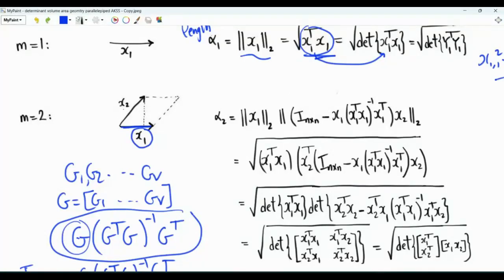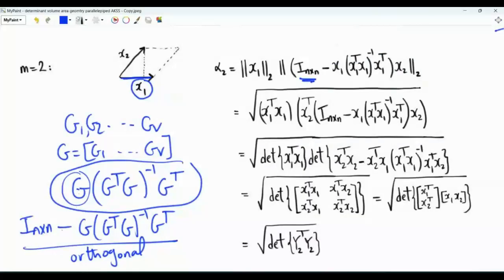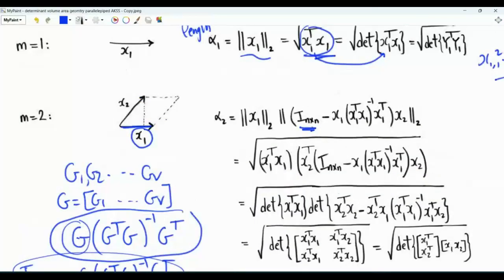We want to project x2 onto the subspace that is orthogonal to x1. The matrix that we will use is identity minus, here, this is the general form of the projection matrix. In our particular case, G is just one column, which is x1. This n by n matrix is an orthogonal projection matrix.